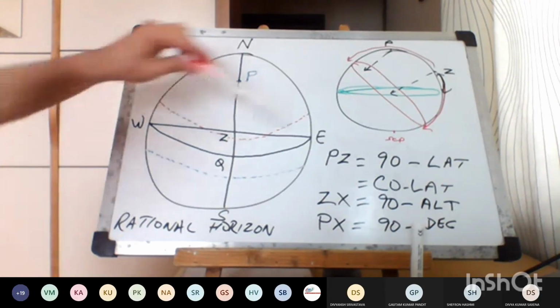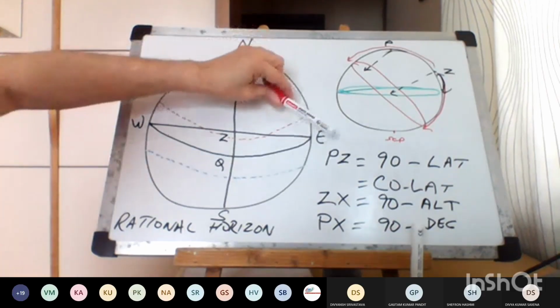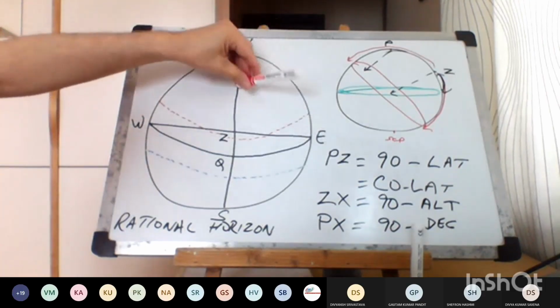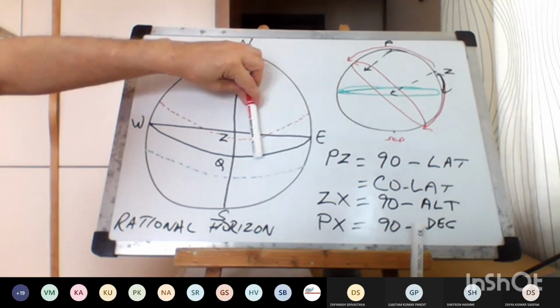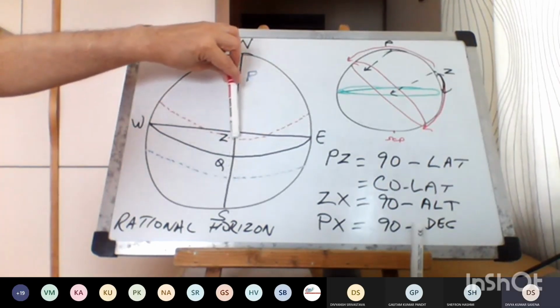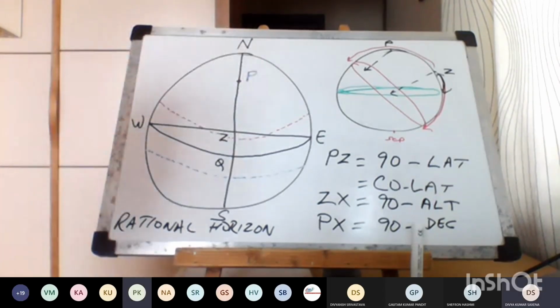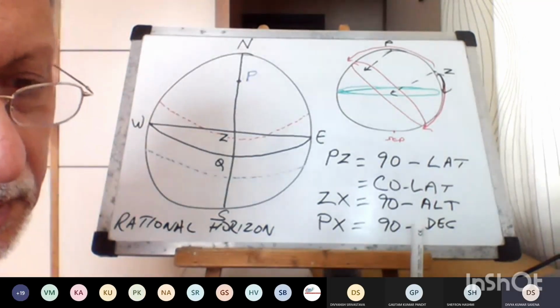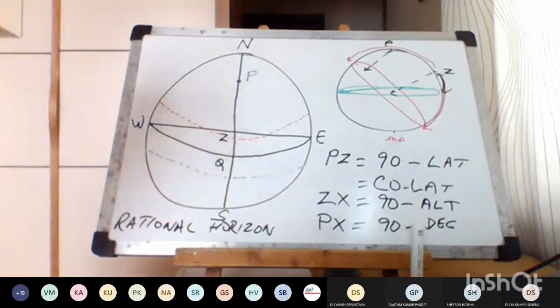Sir, 0. When both the bodies are rising, this is the pole, they are rising. And when they are on the observer's meridian, what will be the bearing? 180. South. Very good. They will be bearing south.